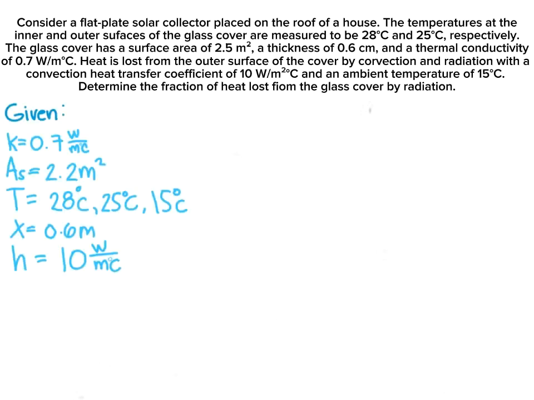The thermal conductivity is equal to 0.7 watts per meter Celsius. The surface area is 2.2 meters squared. The temperatures are 28 degrees Celsius, 25 degrees Celsius, and 15 degrees Celsius. The glass cover thickness is 0.6 centimeter or 0.006 meter. The convection heat transfer coefficient is 10 watts per meter squared Celsius.